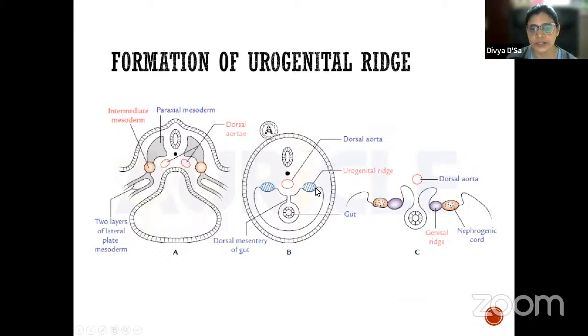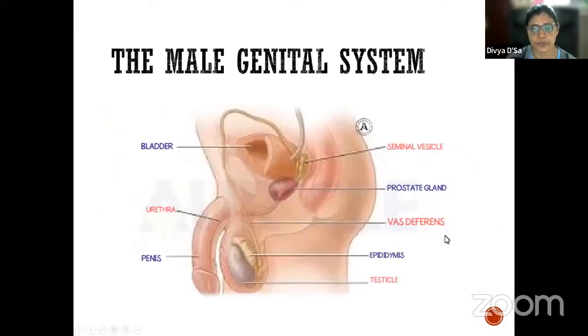Now, this urogenital ridge differentiates into two: the medial portion forms the genital ridge and the lateral portion forms the nephrogenic cord. The entire genital system, basically the gonads, is derived from this genital ridge, whereas the urinary system, basically the kidneys and their collecting system, is developed from the nephrogenic cord. We saw this in the last class. So today we will concentrate on the genital ridge and the structures derived from it.